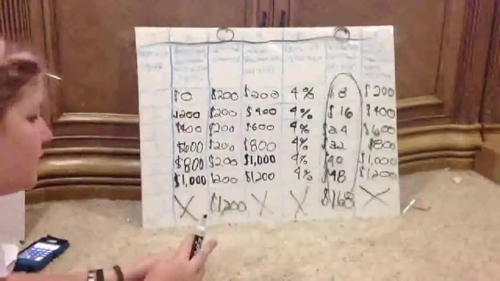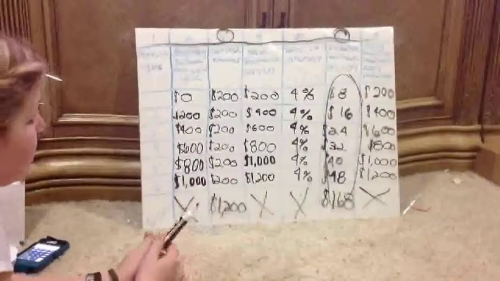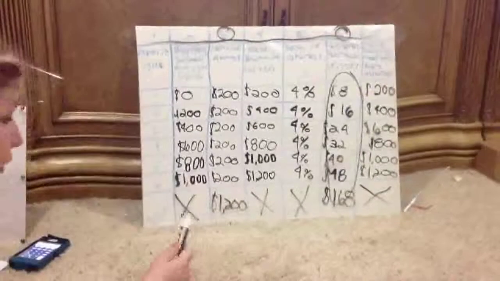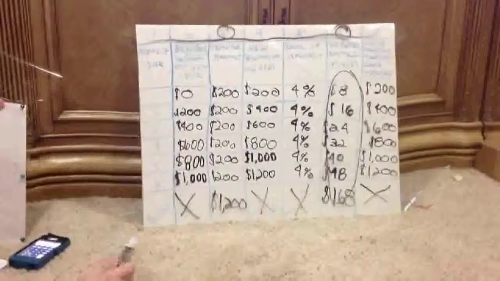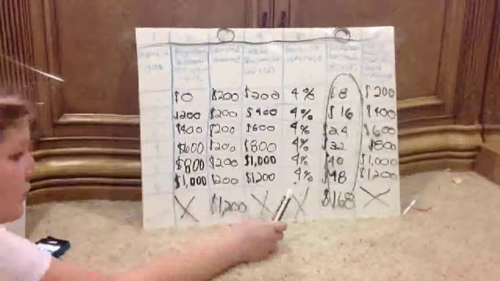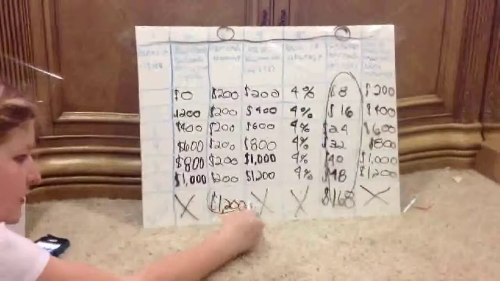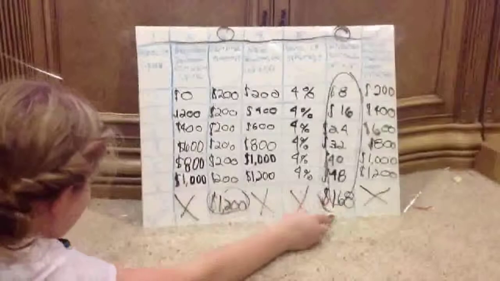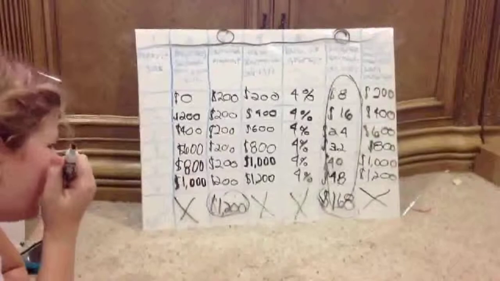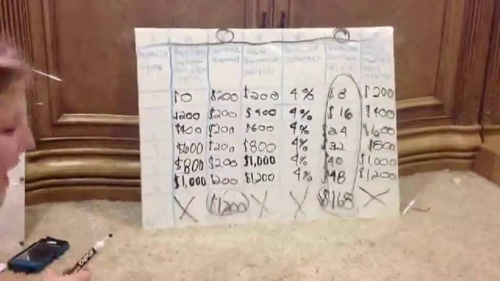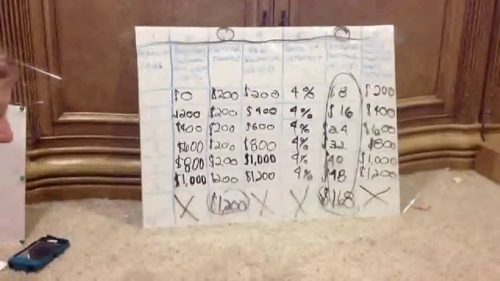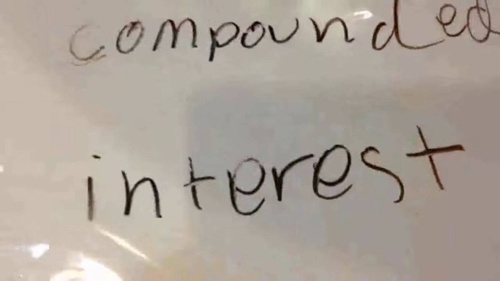So, to get your simple interest total, what you'll have in your account after your 6 years, you would add these two numbers together. So if you take 1,200 and 168 and add them together, what would that be? 1,368. Yeah.